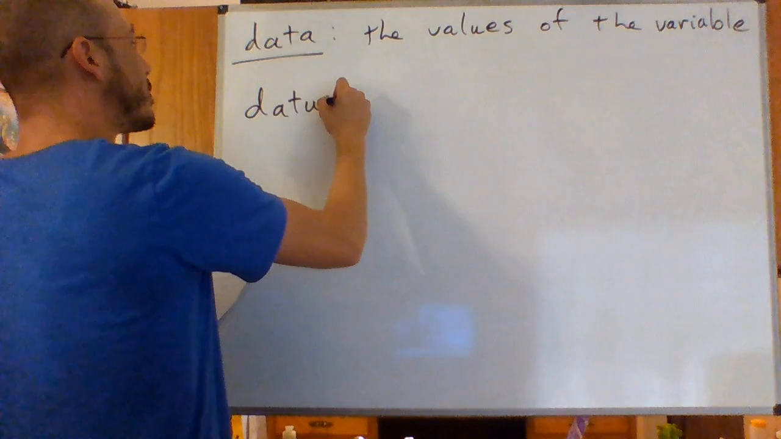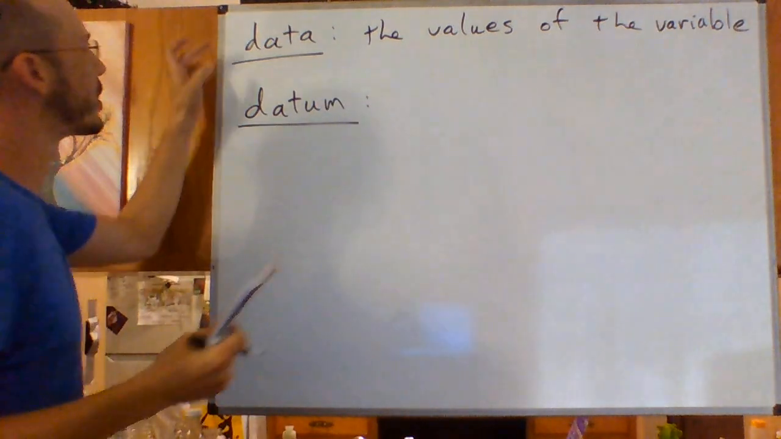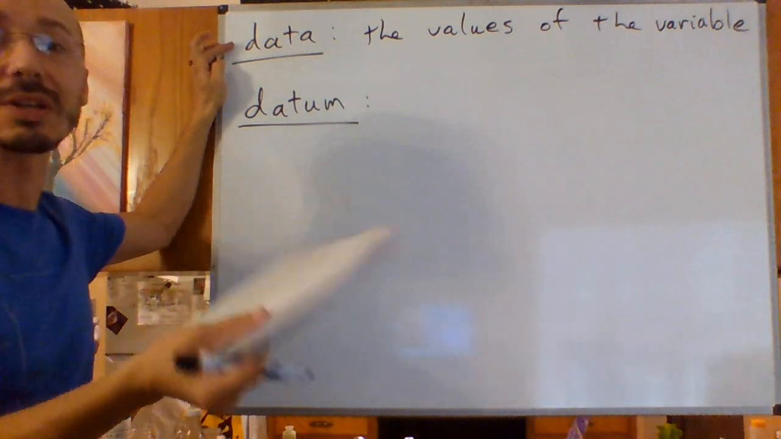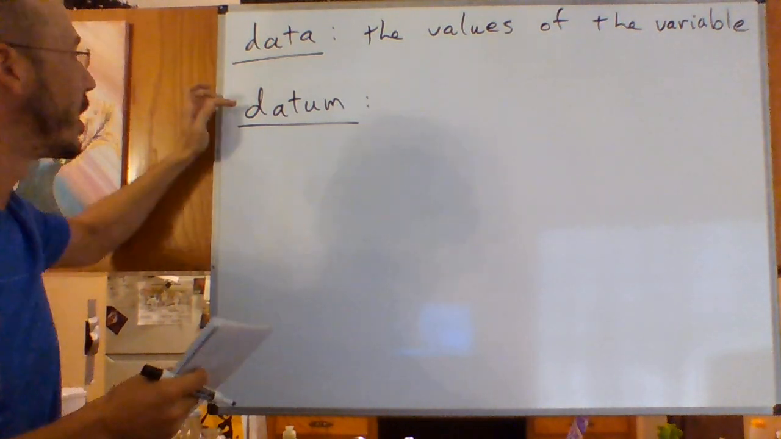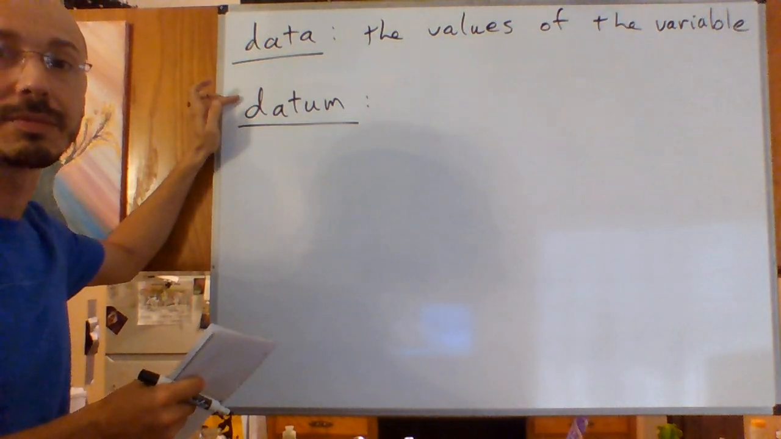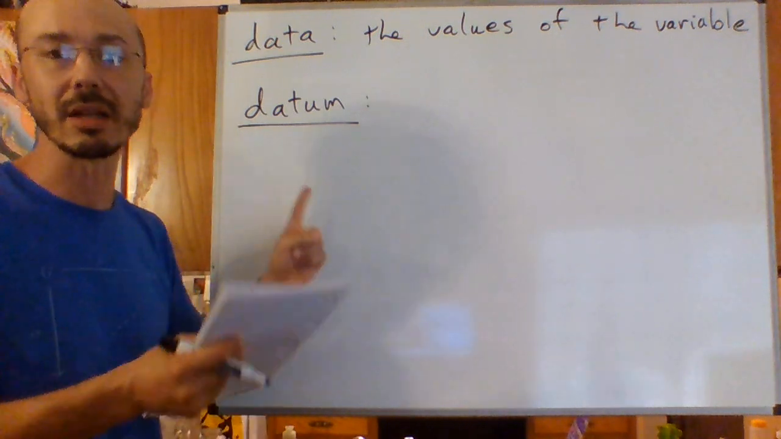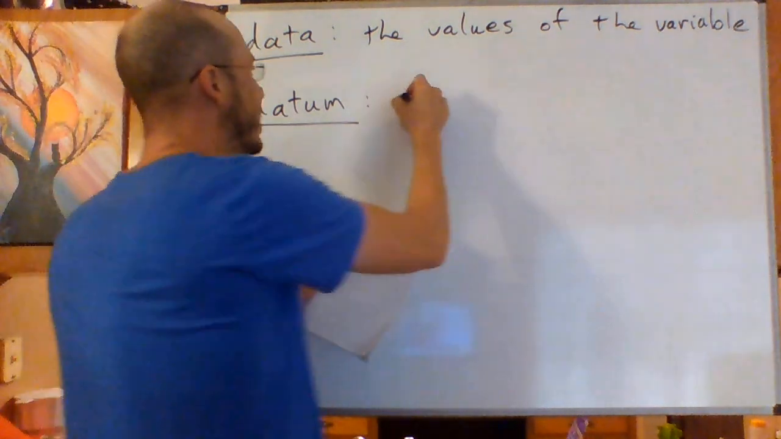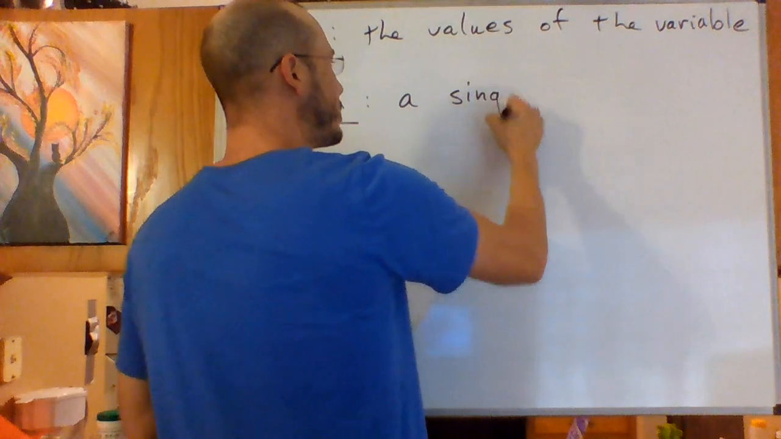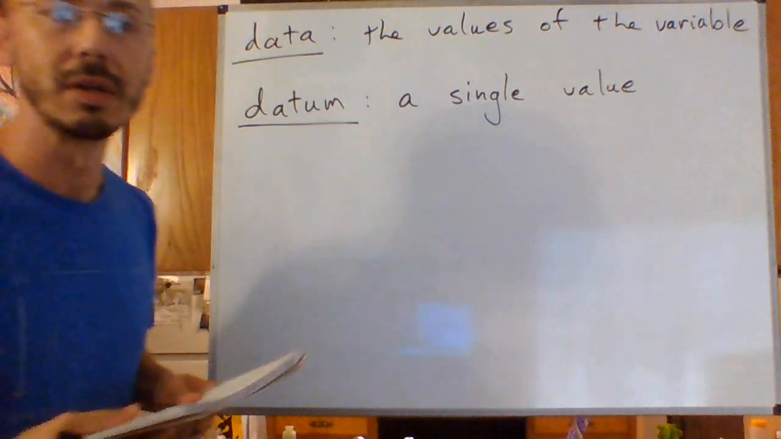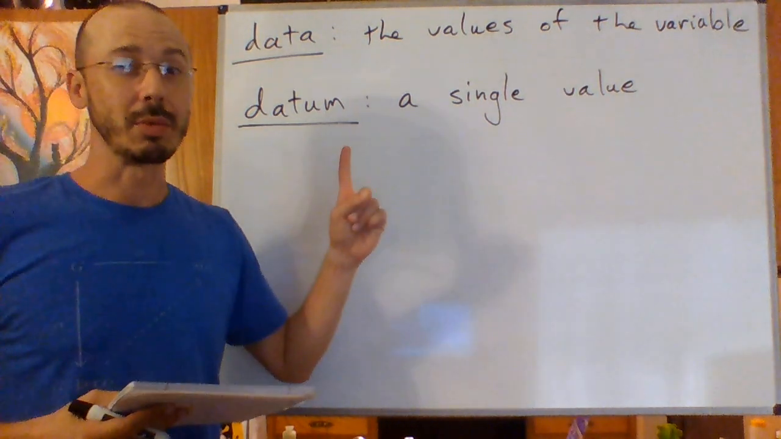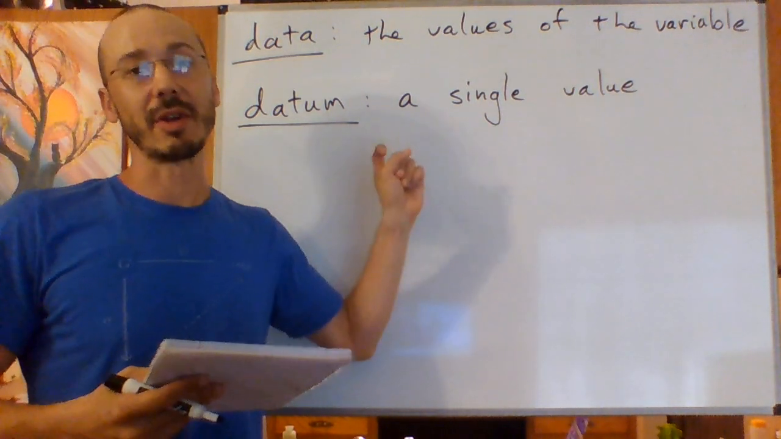Datum. So this word is data or data. Both pronunciations are fine. Datum is a single data element. And let me say a single value of the variable. So just one value of that variable.